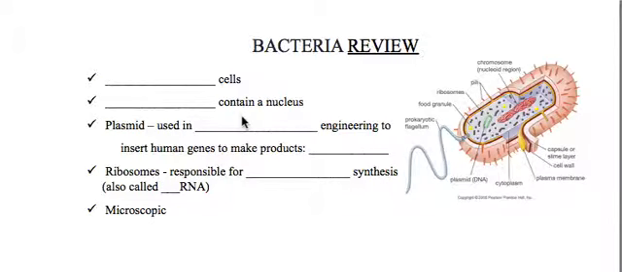Now, plasmids are also a review. They are used in genetic, goes in the blank. So they are used in genetic engineering. And we use them to insert human genes to make products. And the example you have to know for your EOC goes in this blank, and that is the word insulin.